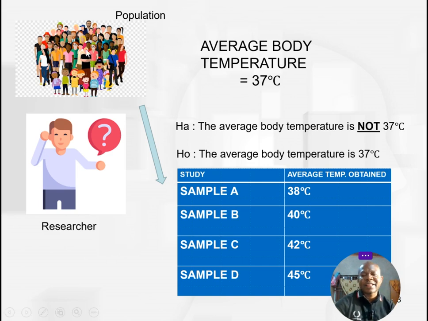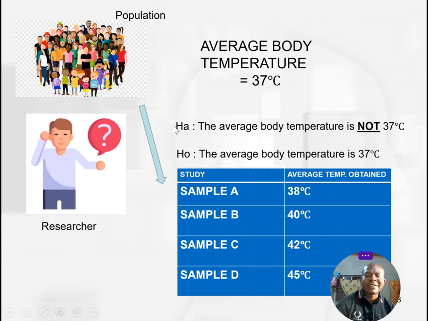Now, if you look at the slide I just projected, you see the population there. Usually we say the average body temperature in a healthy population should be 37 degrees Celsius. A researcher may decide to challenge that particular position, just like we have on the screen. And what the researcher will be saying at this point is that, from what I've observed about this population, I don't think that the average body temperature is actually 37 degrees Celsius.